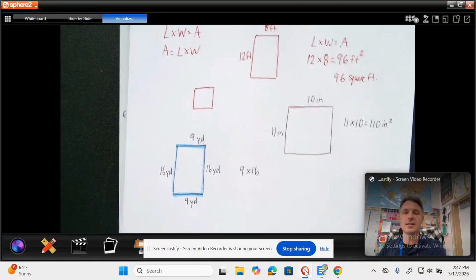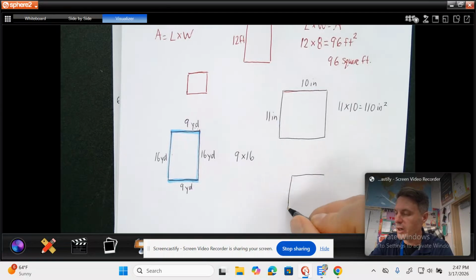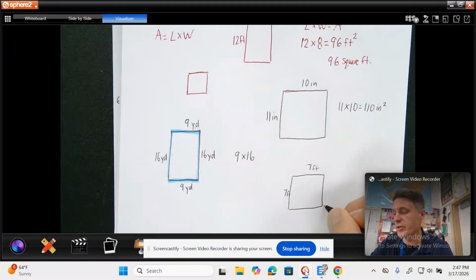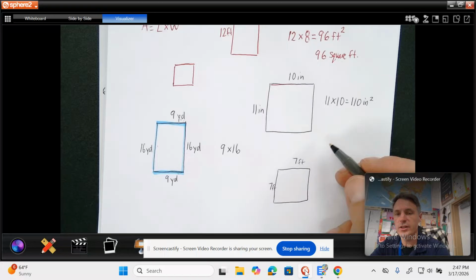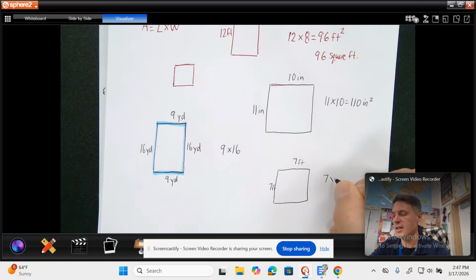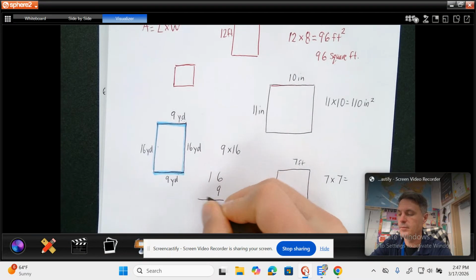Now I said the side that's not the same. What if it's a square where all the sides are the same? Let's say it's 7 feet, 7 feet, and this side is also 7 feet, and this side is also 7 feet. There, it's just whichever side you see as the length times whichever side you see as the width. So it will be 7 times 7. Okay? So back to this one, we'd want to set this up like that.